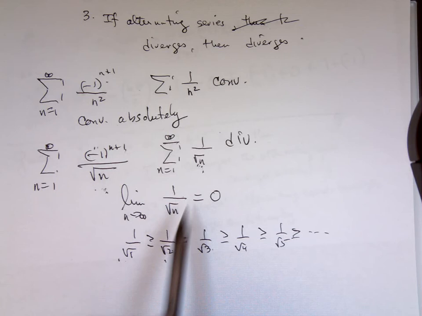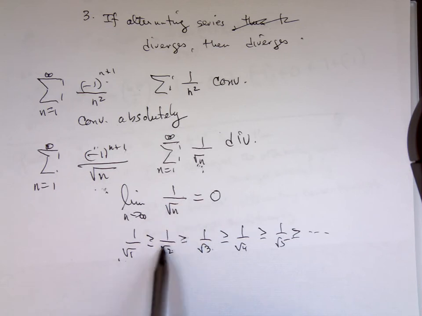What's the second one? The second part of it is that the terms are decreasing. You've got 1 over the square root of 1, which is 1, 1 over the square root of 2, 1 over the square root of 3. Clearly, the denominators are increasing and the fractions are decreasing. That's all you need to have. These two conditions are sufficient for the alternating series to converge.